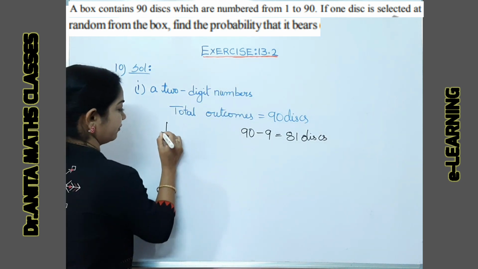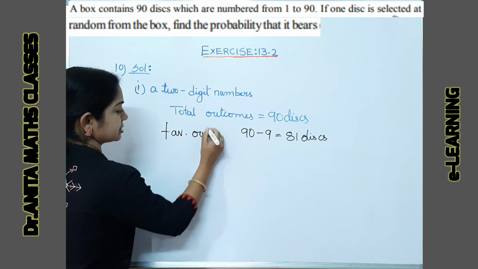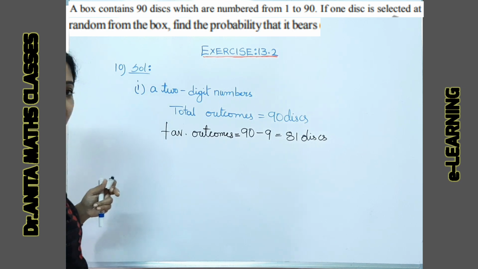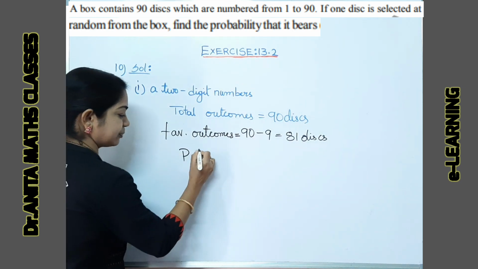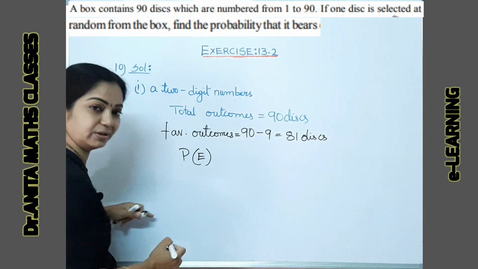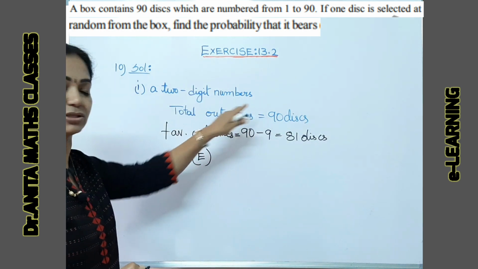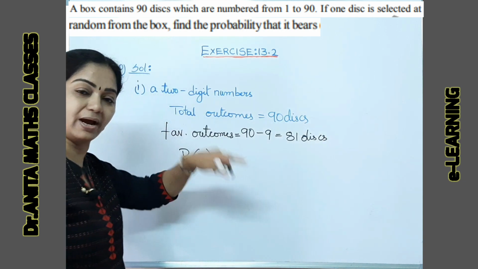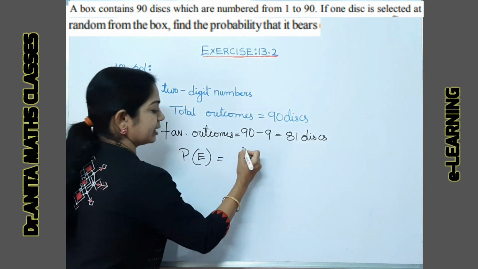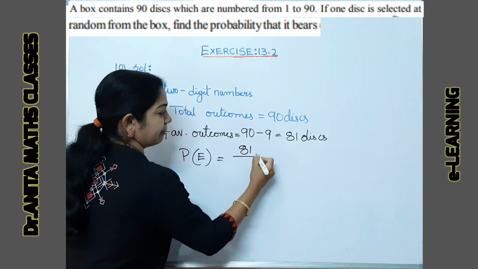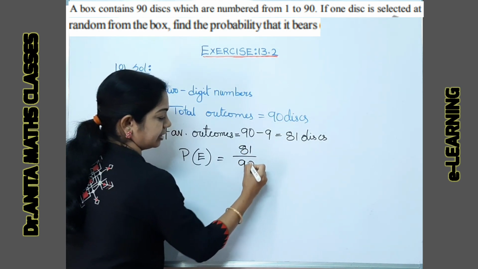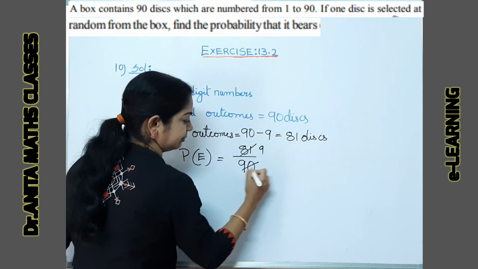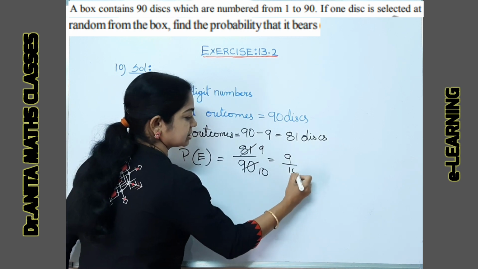So, the favorable outcomes are 81 discs. Now we have to find the probability of the event to happen. The event is nothing but getting a 2-digit number. The definition is the number of favorable outcomes divided by the total number of outcomes. Favorable are 81, total are 90. Just cancel with the 9 table, and you get 9 upon 10. So, this is the first part.